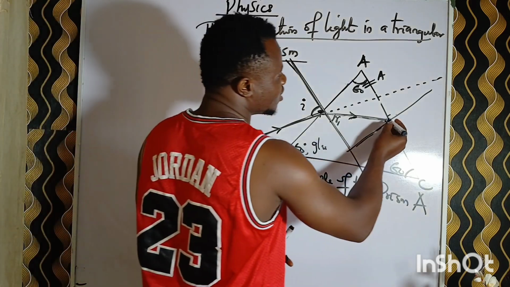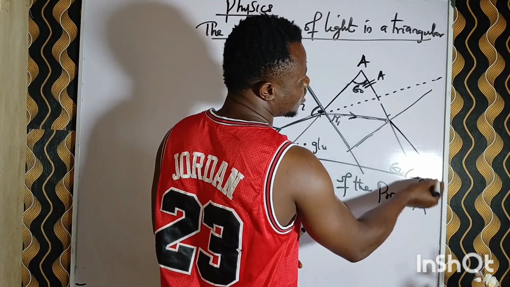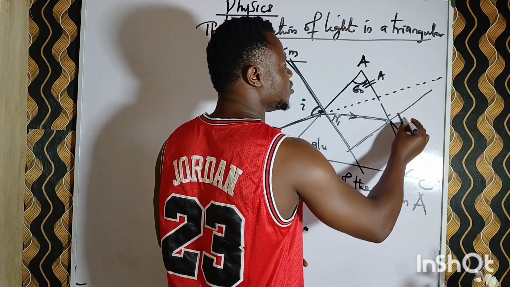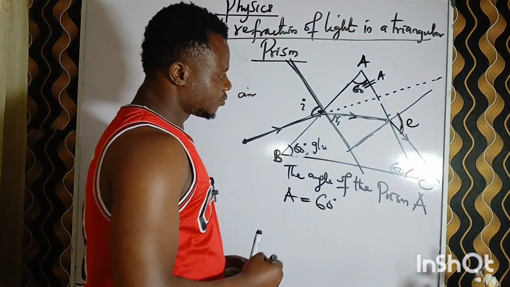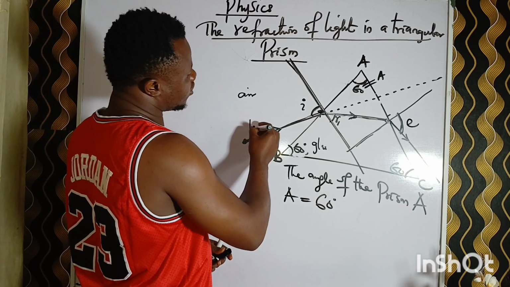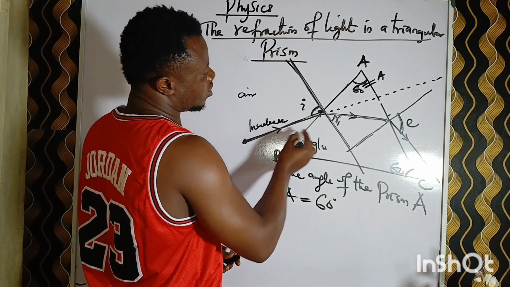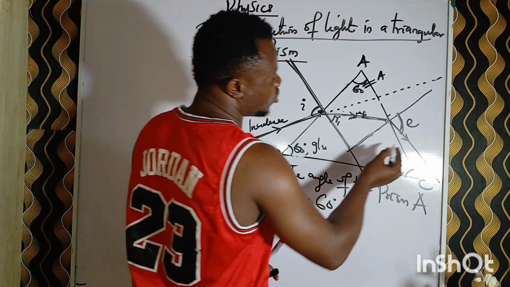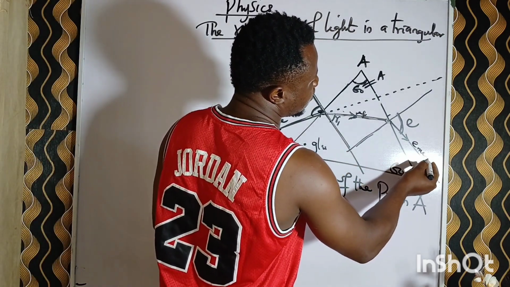So when the light is now coming from dense to less dense, the refraction moves away from the normal. So instead of drawing this thing like this or this way, I am going to draw it like this, meaning that it is moving away from the normal. So this angle is called the emergent angle. Remember, here is the incidence. This one is the refracted. And this one is the emergent.